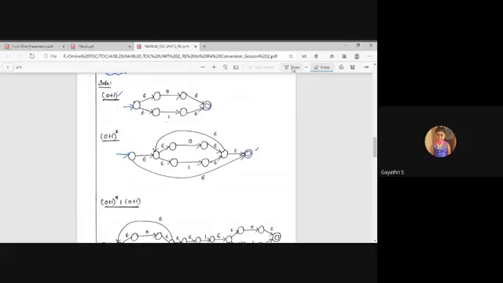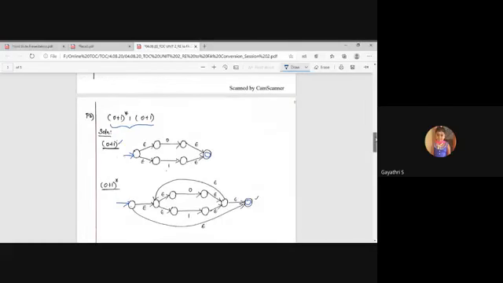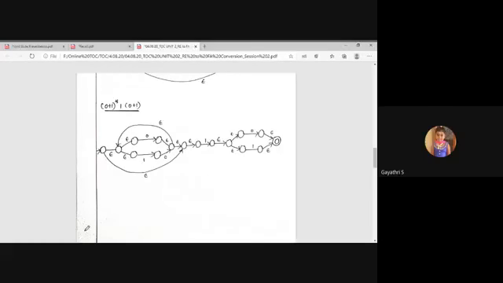So the 0 plus 1 whole closure part is almost over here. Next, take the full string. Take the whole part, 0 plus 1 closure, concatenation with 1, again concatenation with 0 plus 1. This is the part: 0 plus 1 whole closure, concatenation with 1, concatenation with 0 plus 1.